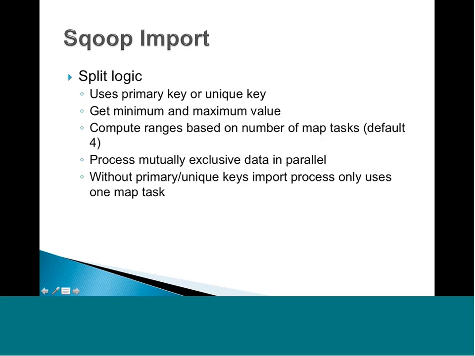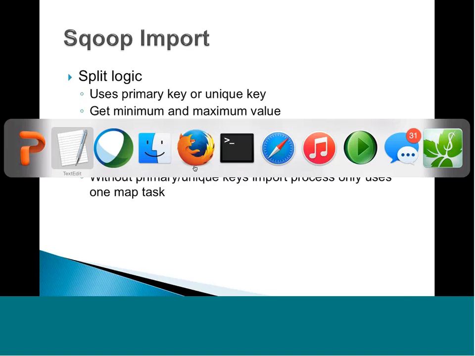Okay, so this is the split logic. If there is a primary key on a table, it will try to use the primary key of the table. It will get the minimum and maximum value, and then using that minimum and maximum value, it will compute the ranges based on the number of map tasks, and it will process mutually exclusive data in parallel. So let me use the whiteboard and explain the algorithm a little bit.